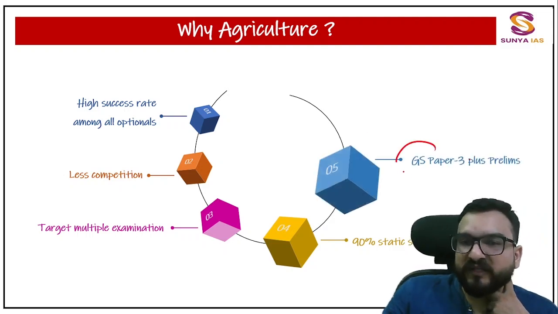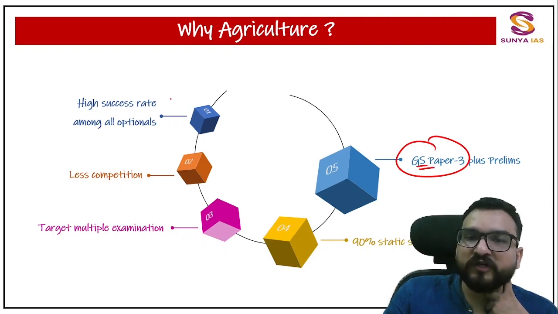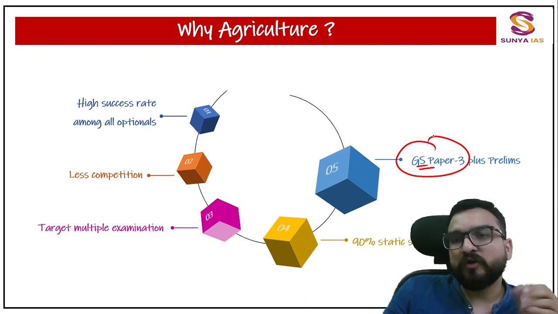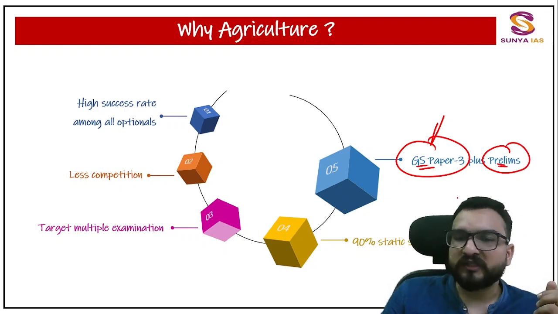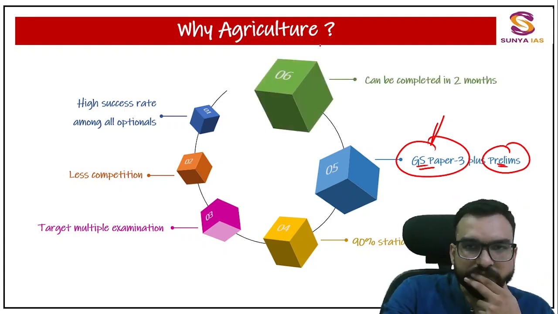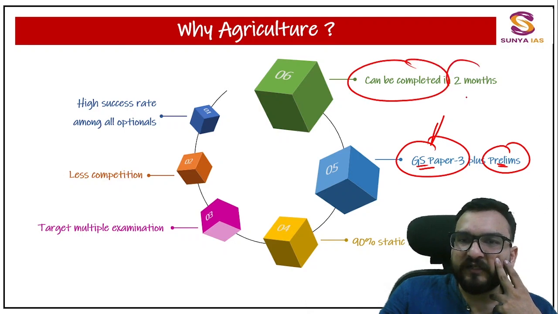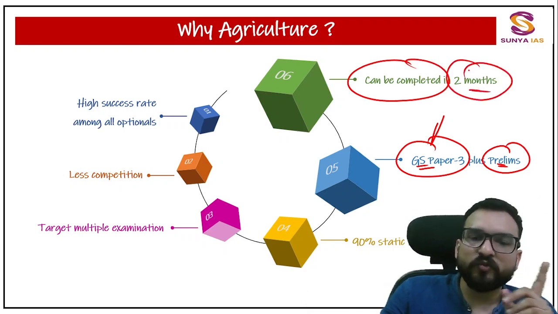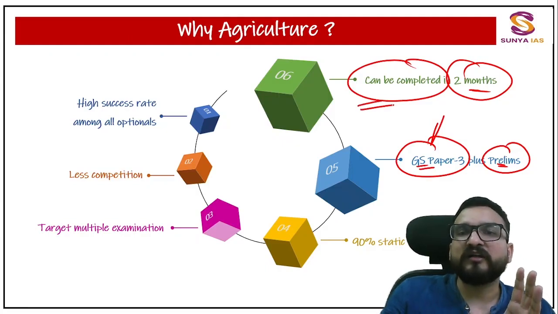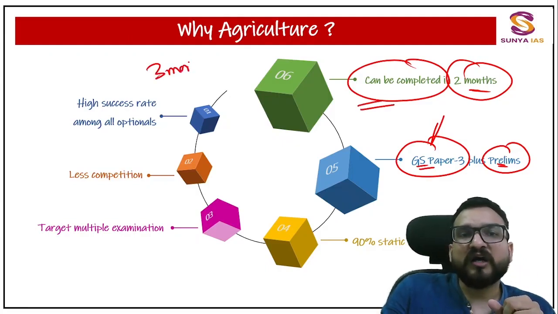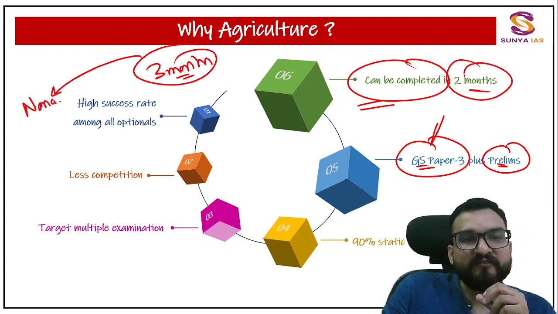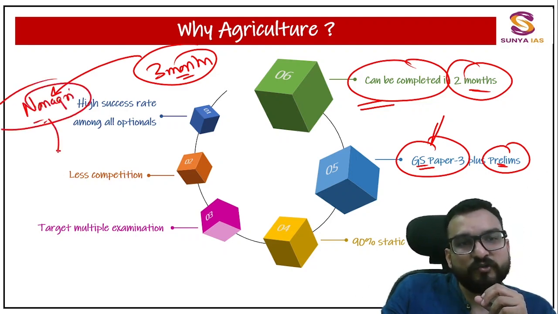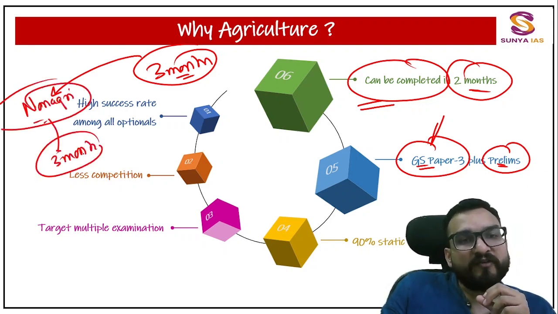GS paper 3 में भी you will be getting help of the content which you have learned in the optional, and इनमें आपको अलग से पढ़ने की कोई जरूरत नहीं है. And it can be completed in 2 months. देखो, again, 2 months for agri students, 2 months are more than enough. 3 months are for non-agri students. If you are having a non-agriculture background, that means you have to put in 3 months. ठीक है? Why 1 month extra?